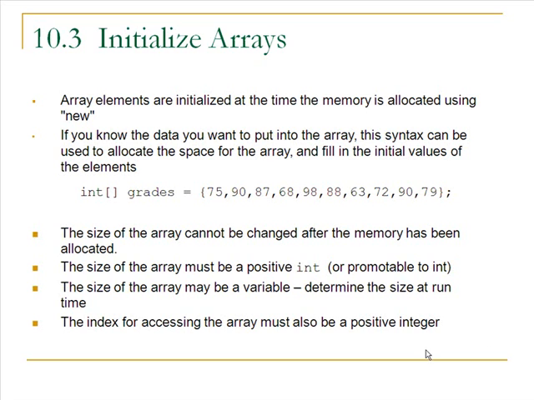The size of the array might be a variable. So that means that in Java you can select the size of the array at runtime. You could calculate how much space you need and then allocate that much space. And when you're accessing the array, the index for accessing the elements must also be a positive integer. That kind of makes sense as well. If you have 10 integers, it wouldn't make sense to say, I want the 2.5 one. It can only be a whole number to access the elements of the array.